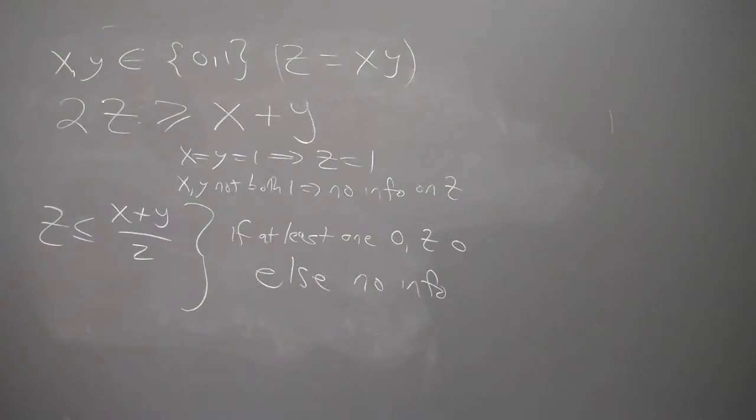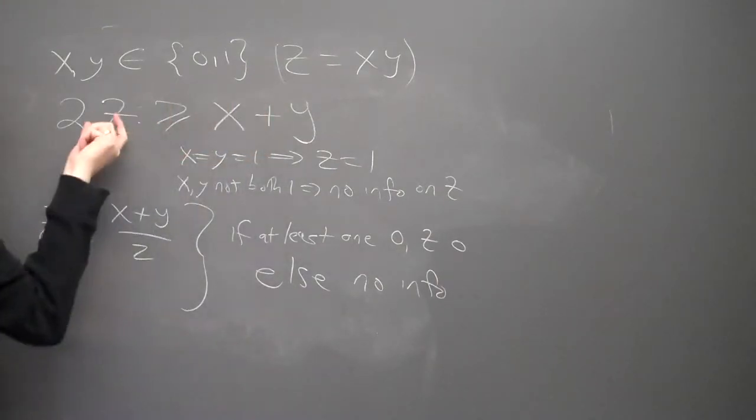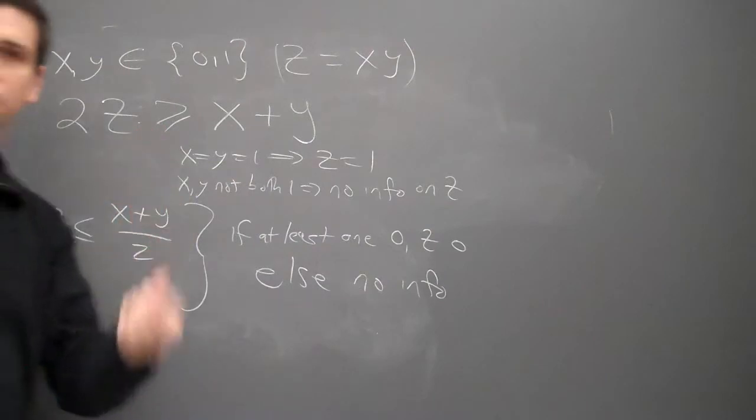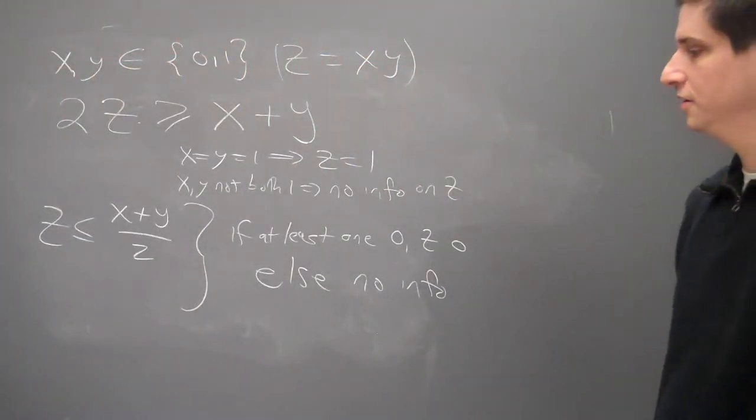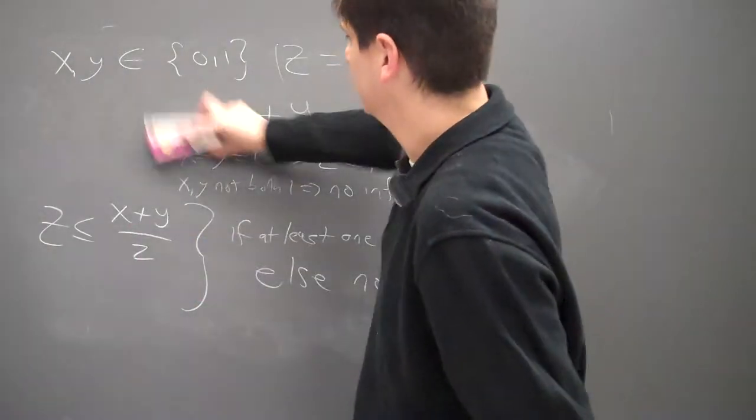Alright, so this one then is not. So if they're both 1, this is fine. Right. But if one of them is 0, it's no longer fine. Alright, so this one needs to be fixed. Let's look at this one.